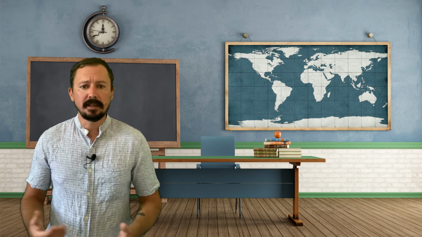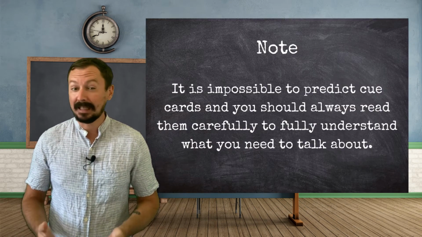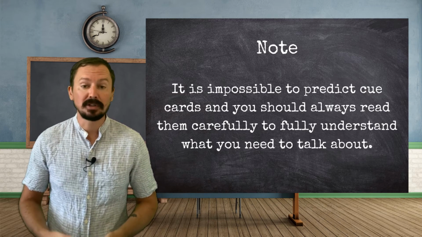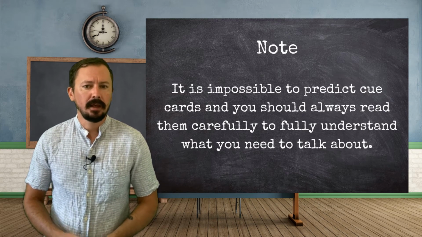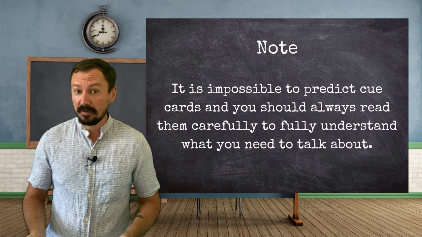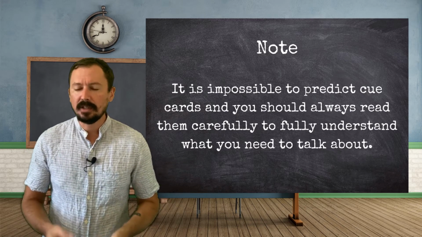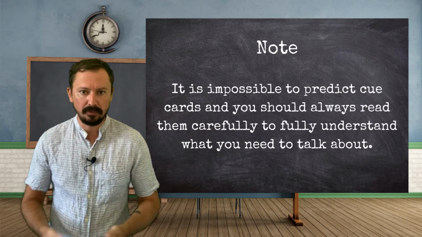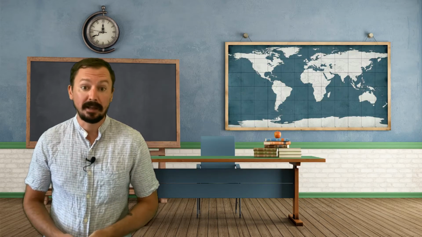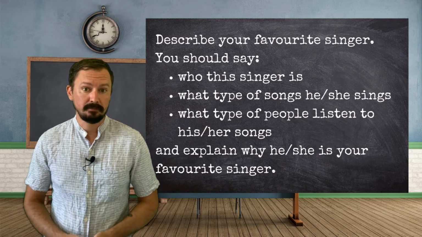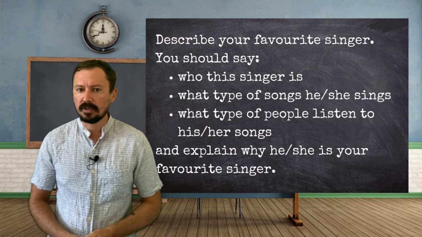Obviously, there are many different possible cue cards, and even one that asks you about your favorite singer may have many possible variations. It could say, describe your favorite singer, or describe your favorite musician. You need to read the cue card closely before making a choice and preparing an answer. Here is one possibility.